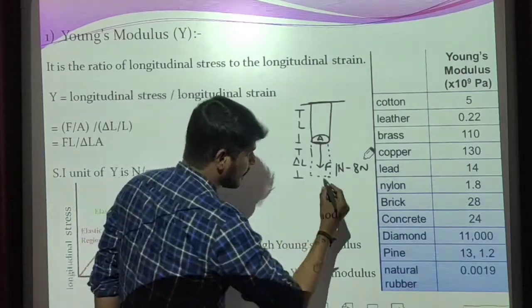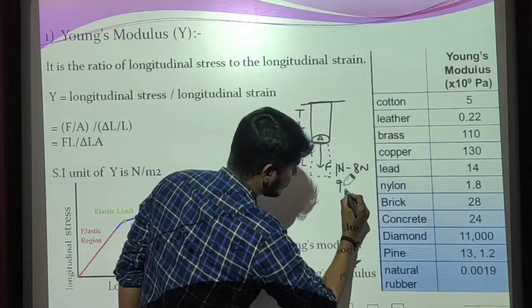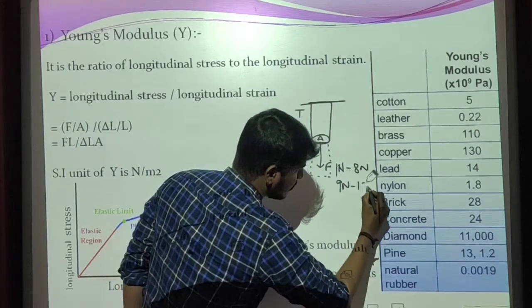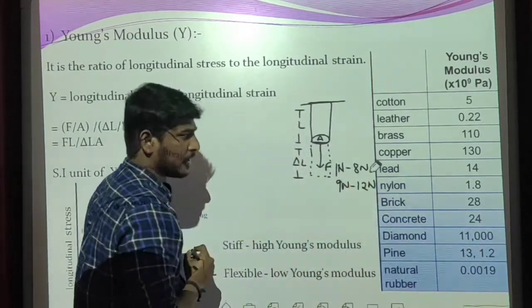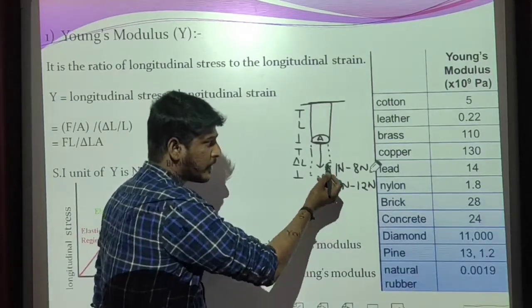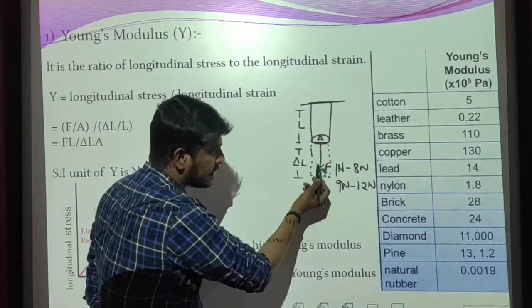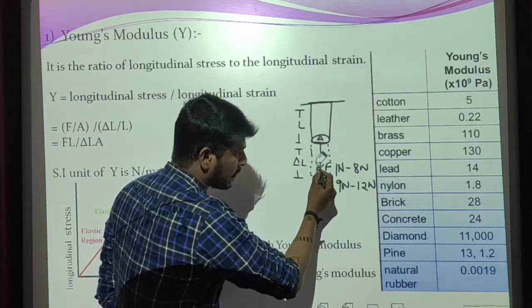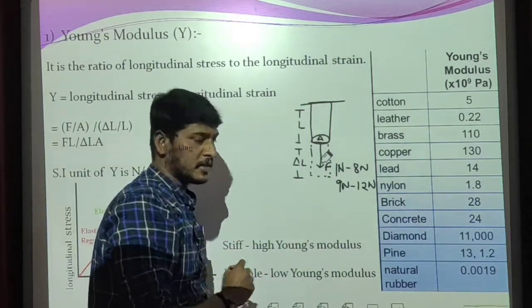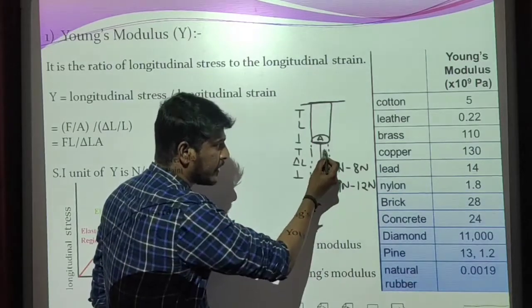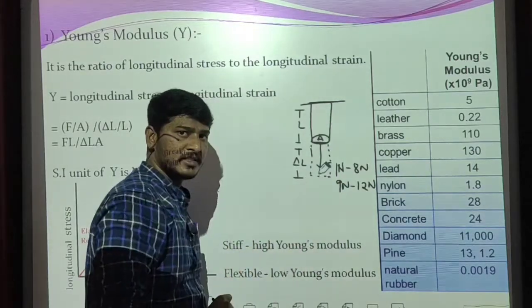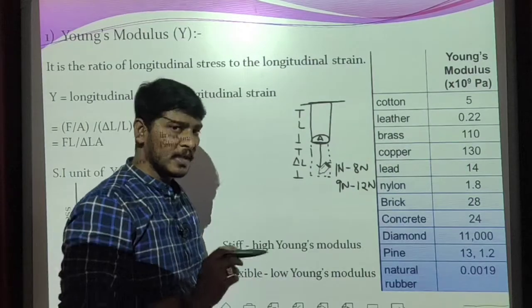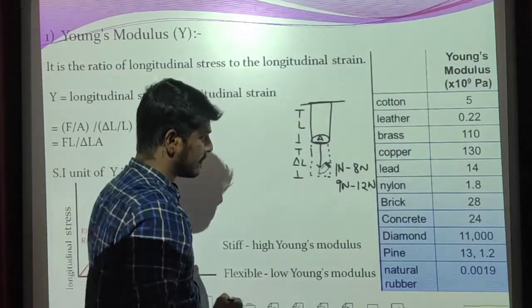Then I am going to apply 9 Newton to 12 Newton force. Then also we observe there is an increase in length of this object. Then I remove this deforming force. Then this body does not regain its original size and shape. It is due to the property of plasticity.